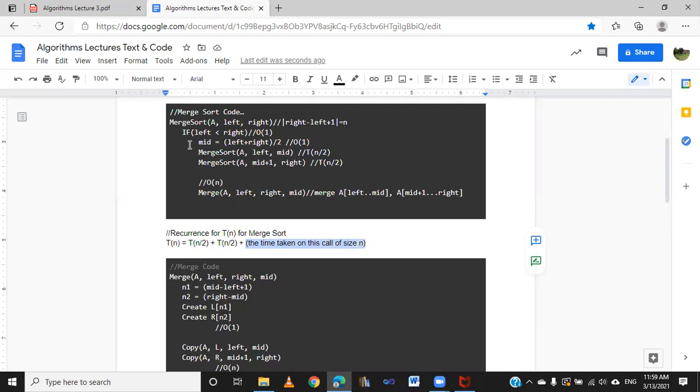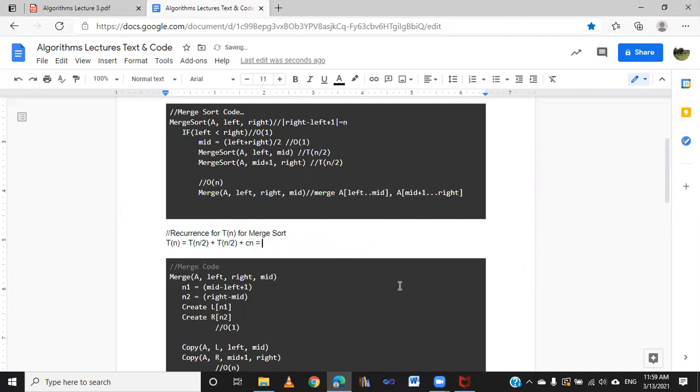ये वो टाइम है जो कि आप कह सकते हैं कि conquer का टाइम है और divide करने का टाइम है। फॉर एग्जाम्पल mid compute किया तो वो O of 1 इसमें add होना चाहिए। ये if statement compute हुई, वो O of 1 add होना चाहिए, और ये merge जो इस कॉल में हो रहा है वो O of n इसमें add होना चाहिए। So O of 1 plus O of n is simply O of n, right? So I can write here maybe C times n.